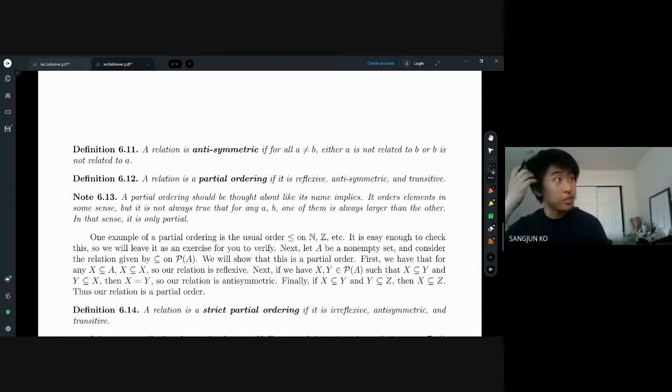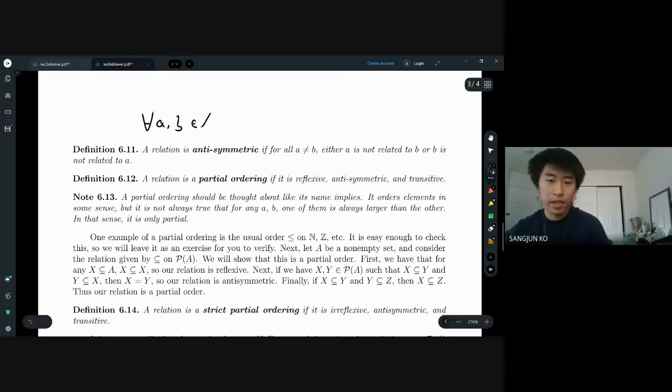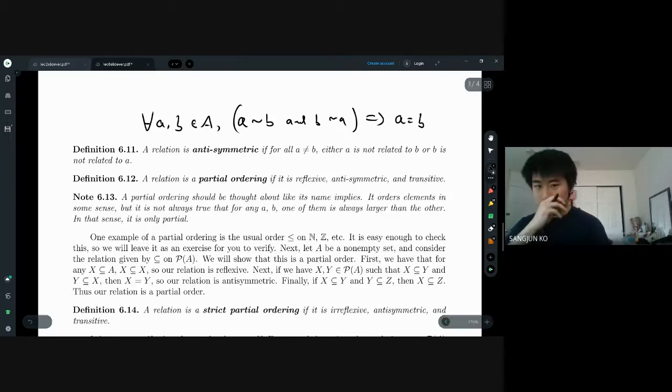I like to think about antisymmetry in the contrapositive, which says for all A, B in A, if A is related to B and B is related to A, this implies A equals B. This is how I would think about it in the contrapositive. I think this is probably a little bit more useful when you are proving things.